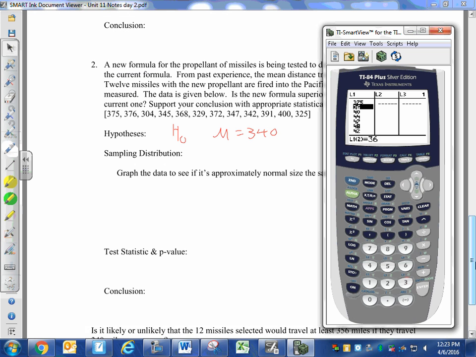375, 376, 304, 368, 329, 372, 347, 342, 391, 400.